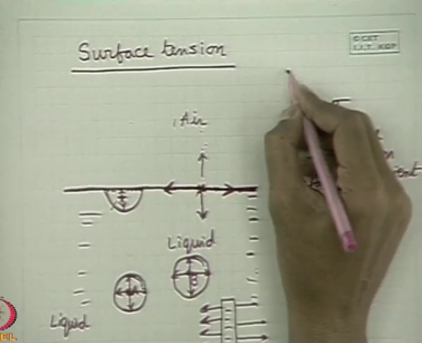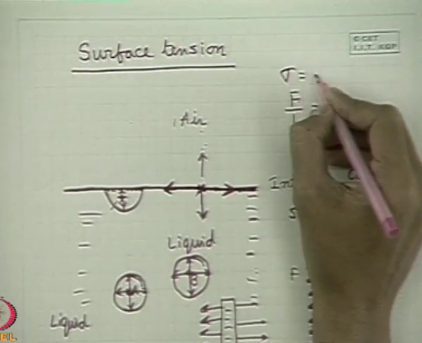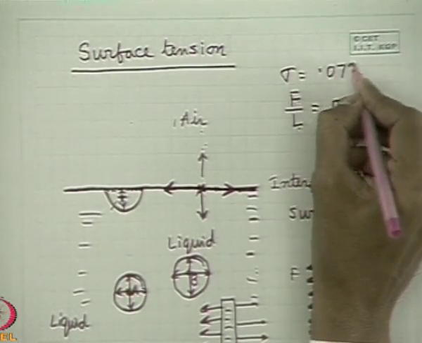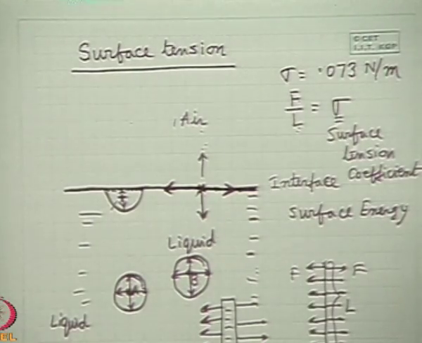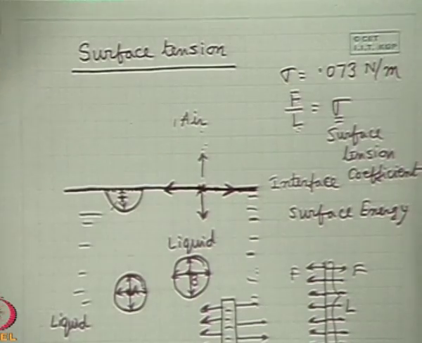It appears only when there is an interface between a liquid and a gas, and therefore surface tension sigma is always specified for a liquid with respect to a gas. For example, the surface tension of water with respect to air is this value. You may know it or you may not remember it. There is nothing great, 0.073 Newton per meter. Its unit is force per distance. Well, so this is the basic definition of surface tension.